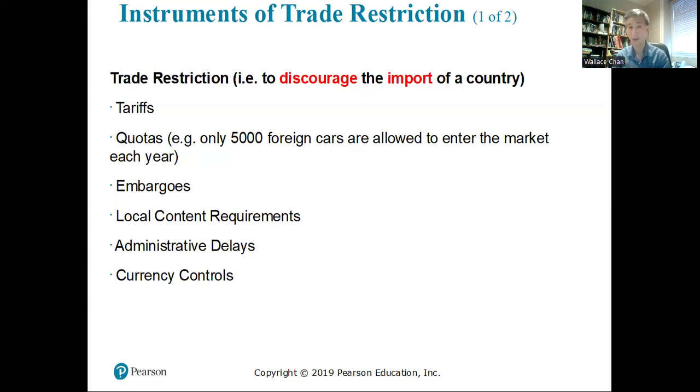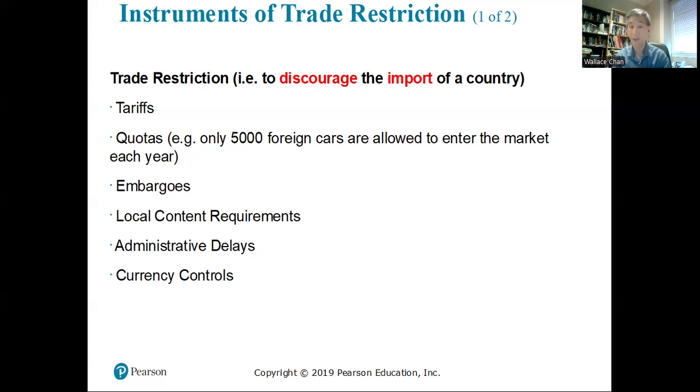Quotas. For example, a country only allows 5,000 foreign cars to enter the market each year. Embargoes, especially if the two governments are fighting, having a battle between each other, then an embargo can be a way to hit the economy of the enemy.